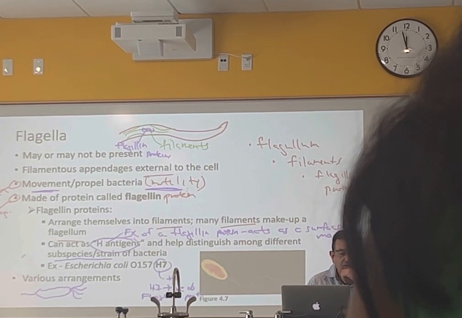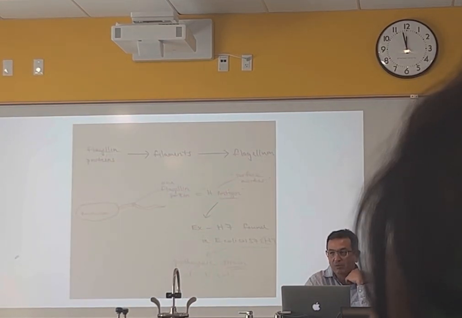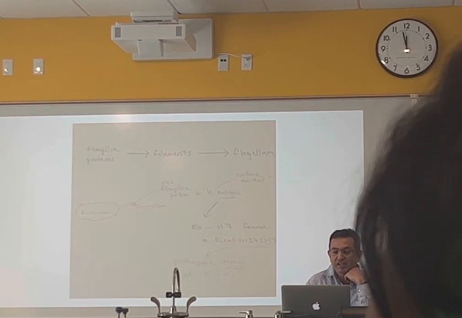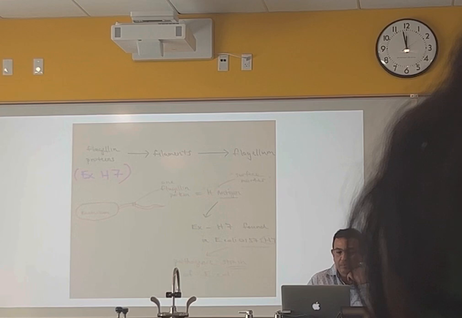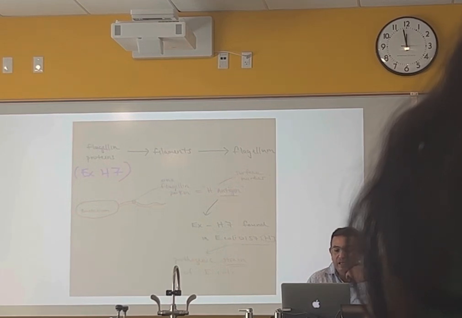So, okay. All right. So again, this is basically what I just told you, but I think what I wrote earlier was better. But again, here we can work our way backwards. The flagellum is made up of a bunch of filaments, which is made up of a bunch of flagellum proteins. And again, an example is something like H7. This is an example of a flagellum protein. Right? And H7 is a type of H antigen.